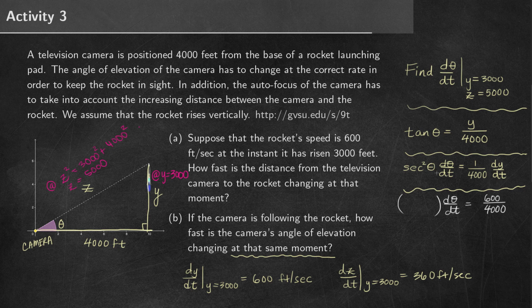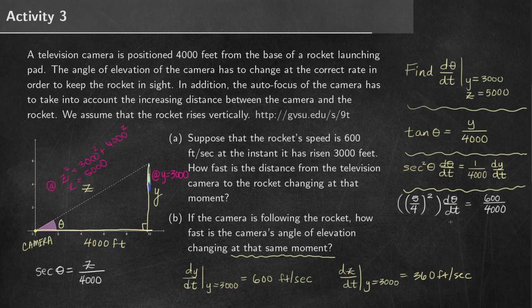Let's go back to our picture. Secant theta, in terms of our right triangle, is the reciprocal of cosine. Cosine is adjacent over hypotenuse, so secant is hypotenuse over adjacent, z over 4,000. And at this moment in time, when y is 3,000, I know z is 5,000. So at this moment in time, secant of theta is 5,000 over 4,000, or 5 over 4. I need the secant of theta squared. So it's going to be 5 over 4 squared. 5 over 4 squared is 25 over 16.